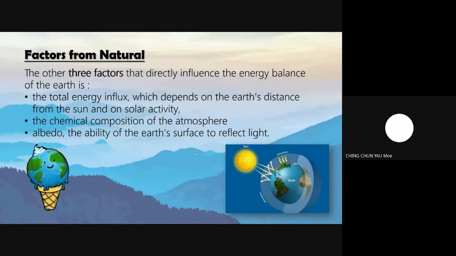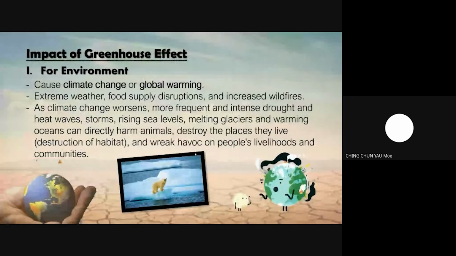For the extra factors, they are factors from nature. The other three factors that directly influence the energy balance of the Earth are the total energy influx, which depends on the Earth's distance from the sun and on solar activity, the chemical composition of the atmosphere, and albedo, the ability of the Earth's surface to reflect light. And now I will pass the next slide to Samuel.